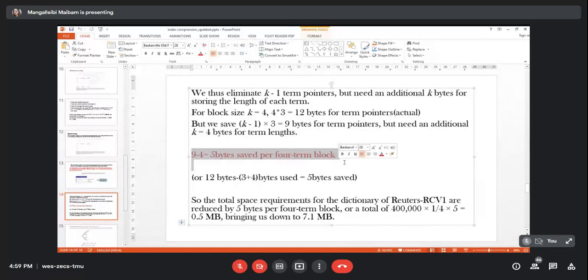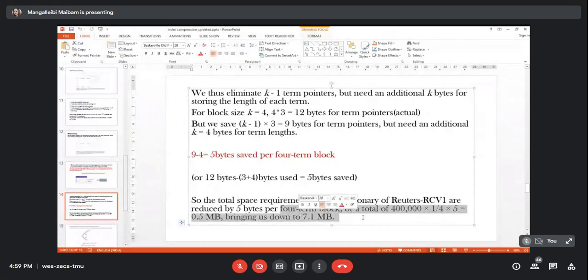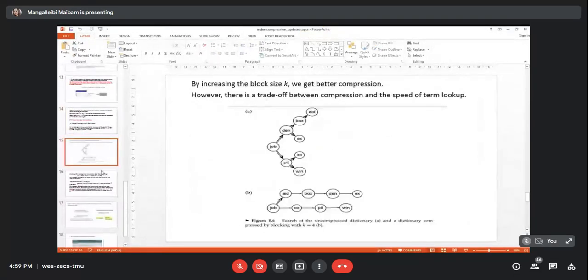Now the total space requirement has been calculated here. Since we use only one pointer out of 4 terms, it is 1 by 4 into 5, what we have saved here. So a total of 0.5 MB has been reduced. That means it was 7.6 MB in dictionary as a string, while in block storage we bring the size down to 7.1 MB. Okay, so let me send the material. You go through it once again and we will do the examples in our next class.